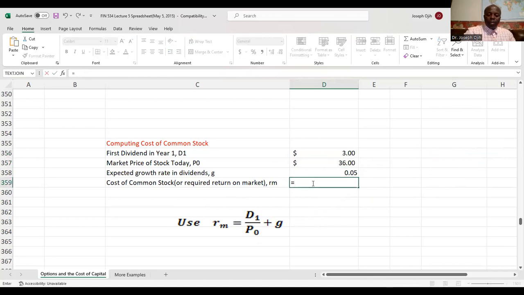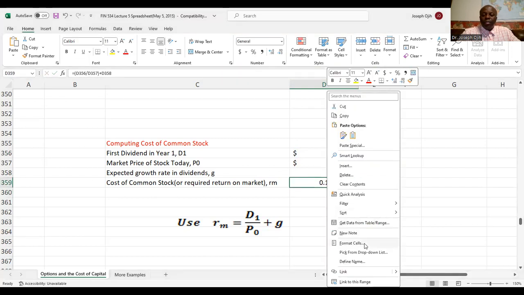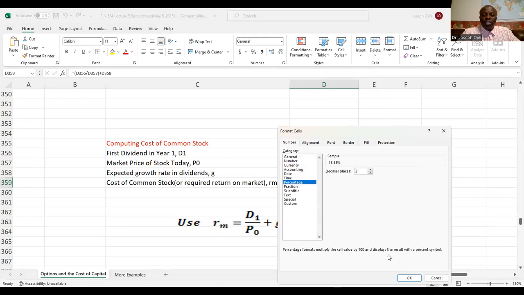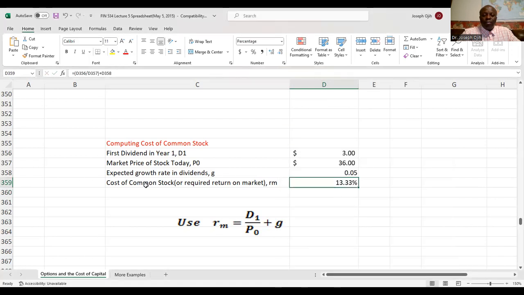Equal, in parentheses, D1, which is the dividend in year one, divided by P0, which is the market price of the stock today, close the parentheses, then plus g, and g is the growth rate, which is this one here. Click on that, and then press the enter key to give you the answer in decimal form. Now I'm going to make it percent by right-clicking on it, format cells, and choose percentage. That'll give me 13.33%.